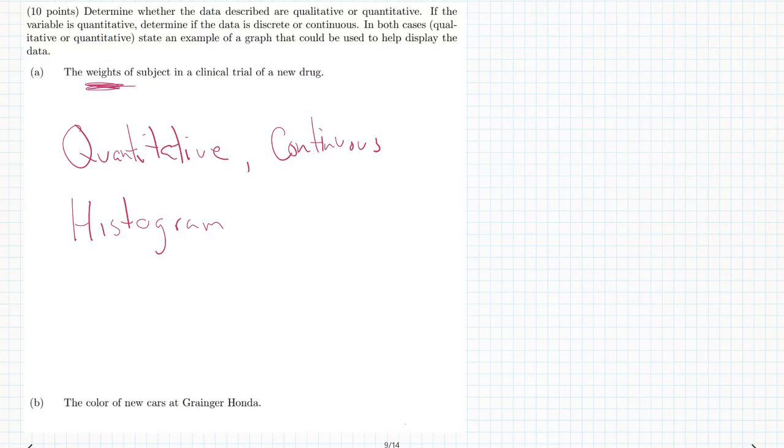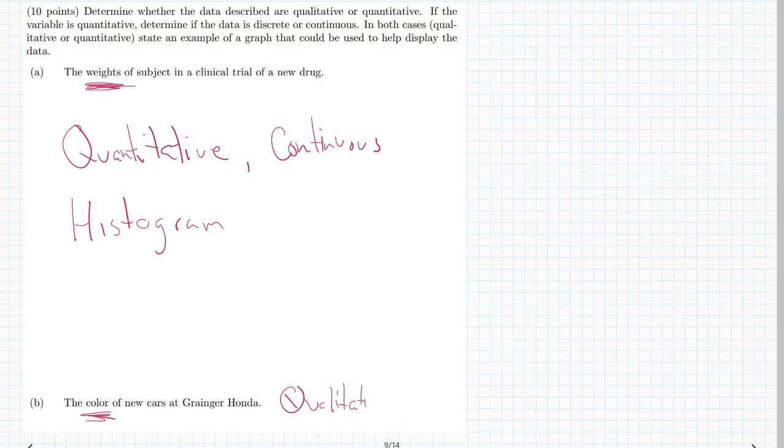Now let's move on to the second problem. We have the variable being the color of new cars at Granger Honda, and so I shouldn't say the whole thing is variable, but the color happens to be the variable that's changing from car to car. Notice that's a category. When we're talking categories, we're dealing with qualitative data.